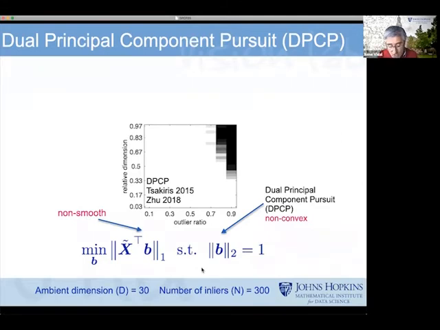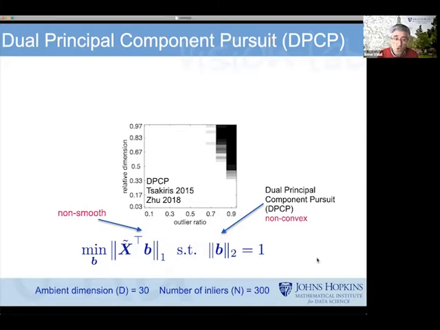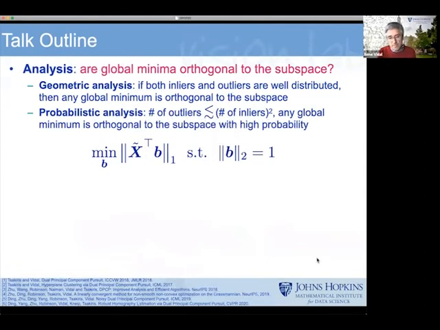Why is this a good objective and where does it come from? That's part of what the talk is about, and to convince you that this is a good optimization problem to solve. But the challenge, as you can see, is that it's both non-smooth as well as non-convex because of the spherical constraint, and therefore is not necessarily straightforward to solve. So this is what I'll be talking about today.